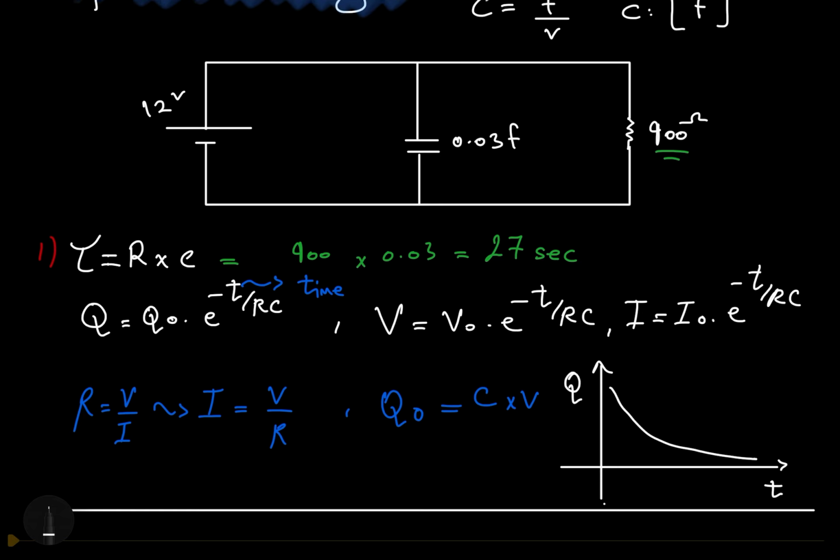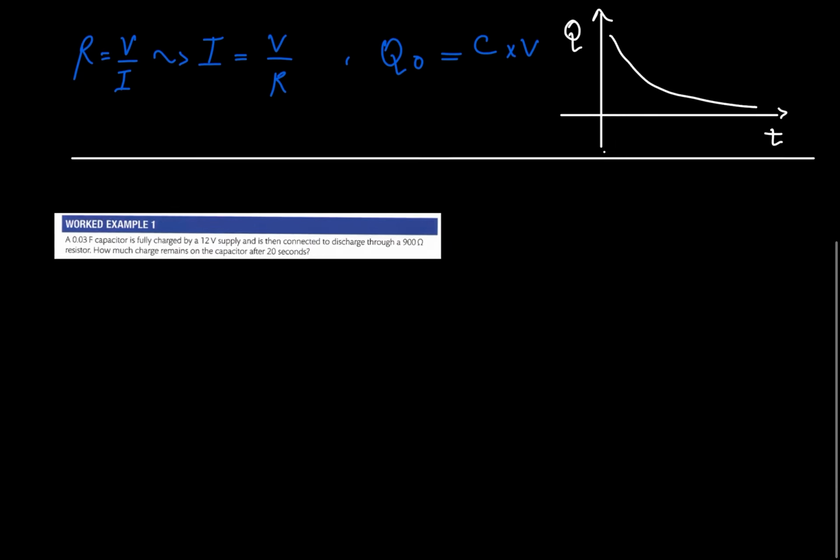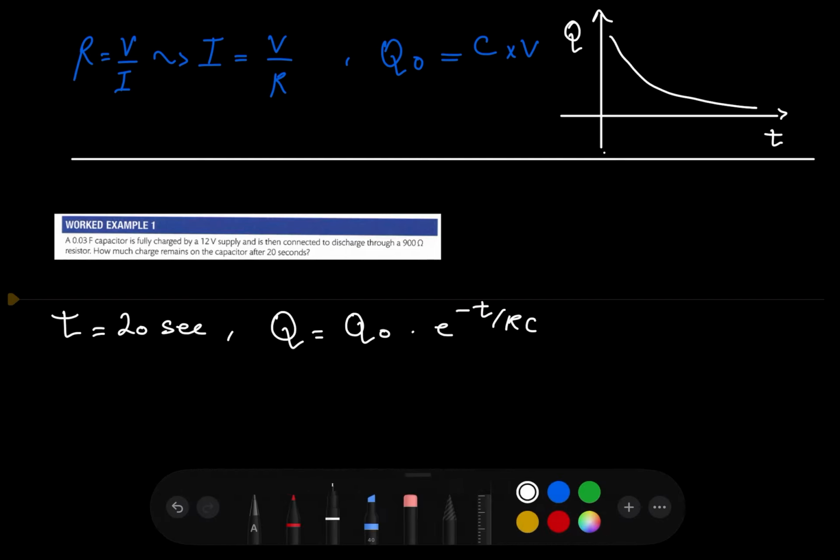Now, one thing we need to understand here is usually we're given problems which give us certain information. For example, here, I've taken this from the Pearson Edexcel book. It says that we have a capacitor that's fully charged, and then it's allowed to discharge. What is going to be the charge remaining on the capacitor after 20 seconds? So if you want to find the charge remaining after 20 seconds, you have to use the formula Q equals Q0 times e to the power of negative t over RC.